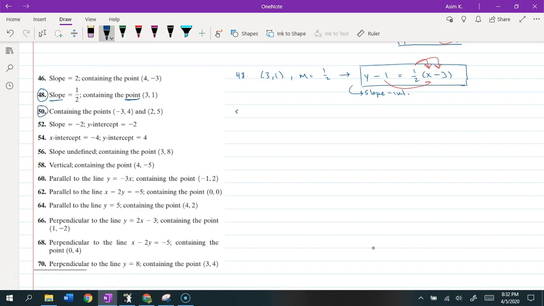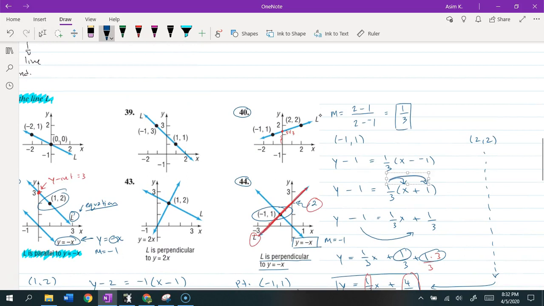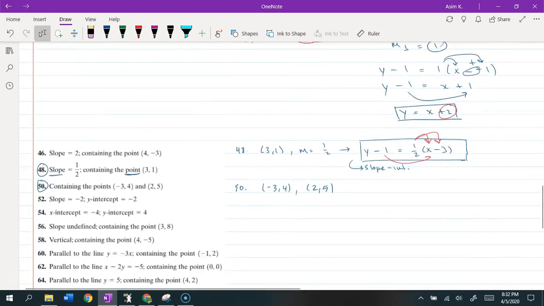You want to ask yourself, what don't I have? This time you only have 2 points, and what you're actually missing is a slope, right? So we dealt with this problem a moment ago in number 40, where you had 2 points, but you didn't have a slope, and you want to ask yourself, what did we do? What we did is we found the slope, and then we were back in business. Okay, so it's not something that's different over here.